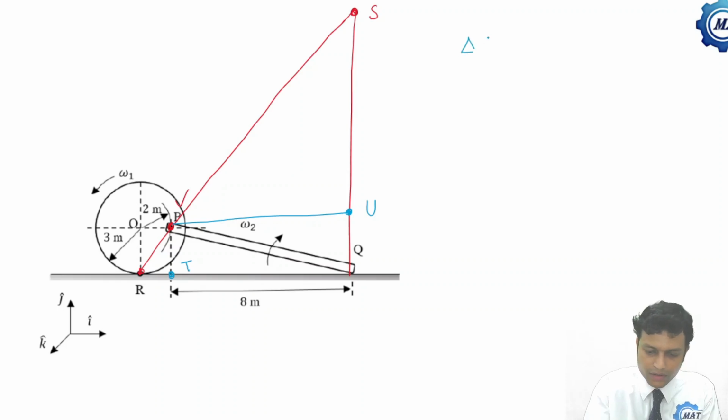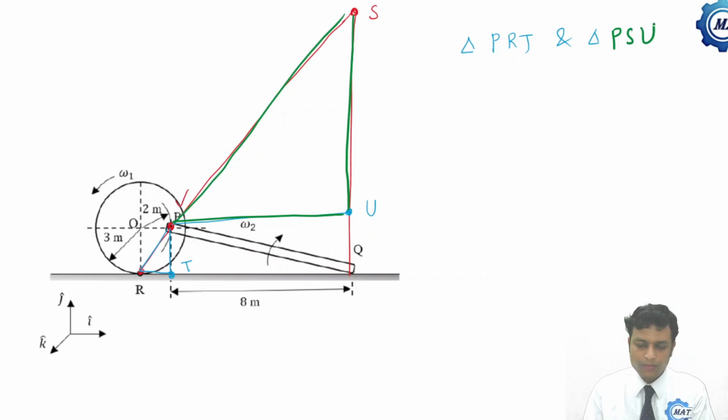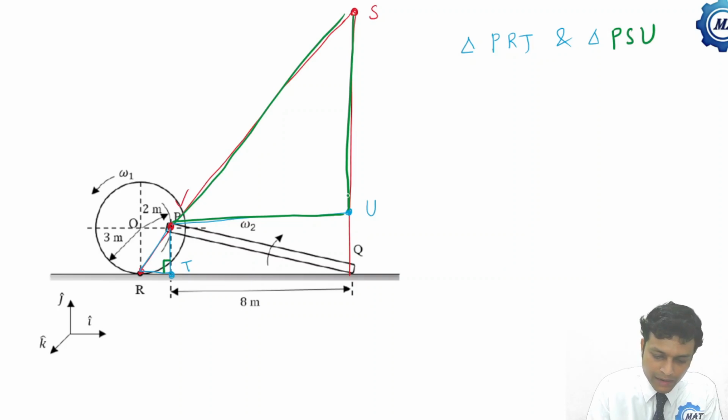Now let us consider triangle PRT, this triangle, and triangle PSU. I am drawing this with green color. They are similar triangles because this is 90 degree, this is 90 degree. This angle and this angle are same, and this angle and this angle are same. So they are similar triangles.